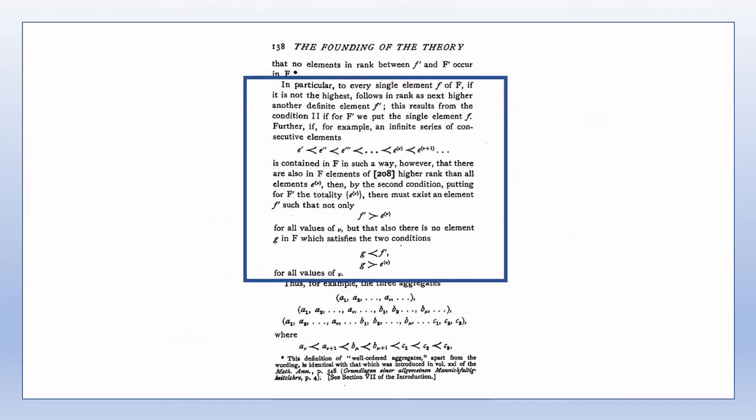Regarding the comments of page 138, the element f' which is supposed greater in rank than all of the E nu, of course may not always exist. For example, the aggregate omega, as defined on page 115, has no element f' which is greater in rank than all of the E nu. If, however, such an f' does exist, then it must satisfy the conditions that Cantor describes on this page.